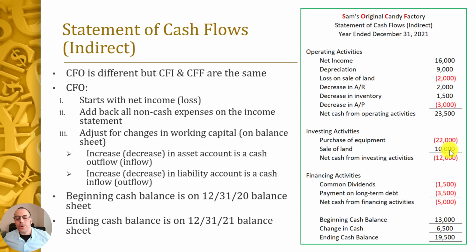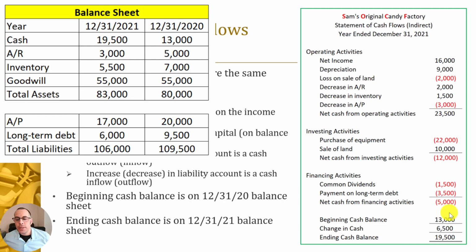Investing is the same as the direct method. Financing is the same as the direct method. Beginning cash, changing cash, and ending cash is the same. The beginning cash, that's the cash as of 12/31 or 1/1/2021, $13,000. So if you look on the balance sheet, the cash as of 2020 is $13,000. And the ending cash is $19,500, which is our cash balance in 2021.